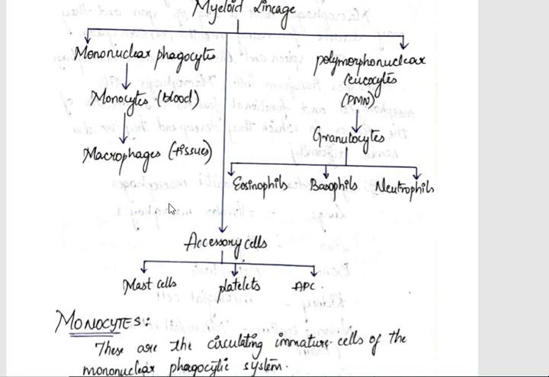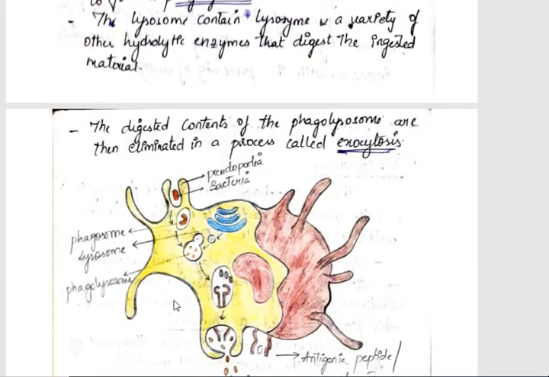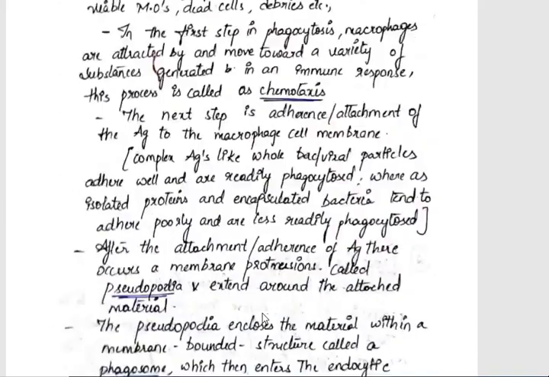Let's begin with the mononuclear phagocytes or monocytes. Monocytes are the circulating immature cells of the mononuclear phagocytic system. These cells are very large in size. They are motile, amoeboid, and phagocytic with a single nucleus. This is how a typical macrophage looks. It does not have a proper shape, and that's why we call it amoeboid. Like an amoeba, it possesses pseudopodia.